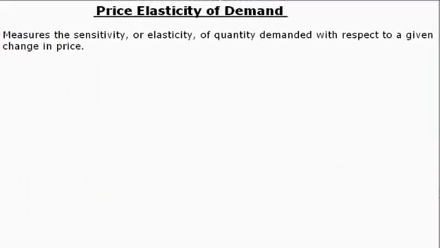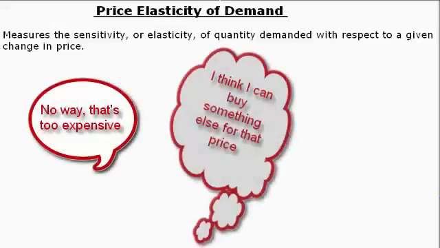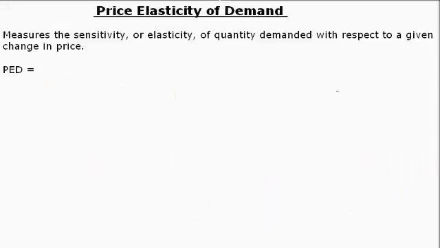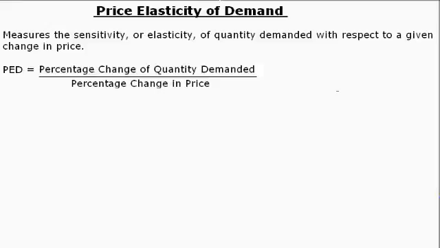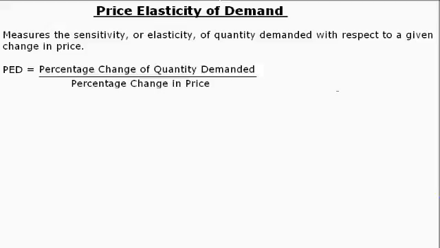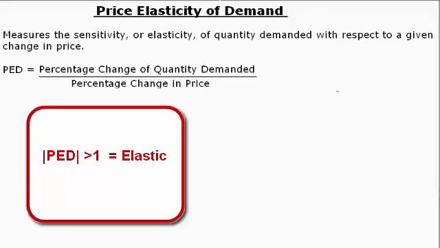Price elasticity of demand is simply a measure of the sensitivity or elasticity of quantity demanded with respect to a given change in price. In other words, it measures how responsive consumers are to price changes. We calculate price elasticity of demand by dividing the percentage change of quantity demanded by the percentage change in price. So generally, whenever the percentage change of quantity demanded is greater than the percentage change in price, the good is considered to be elastic.